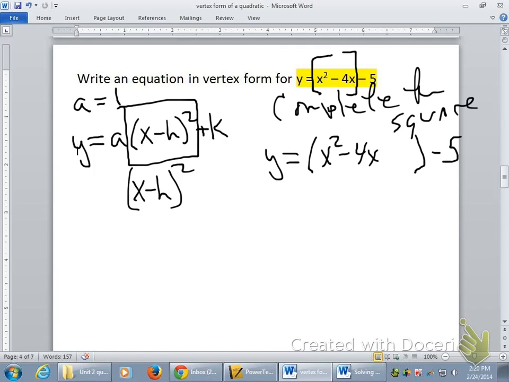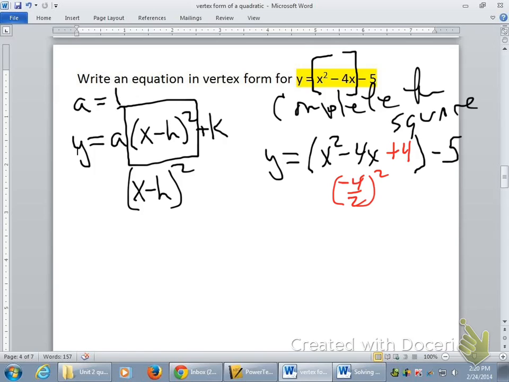All right, I'm going to leave the 5 where it's at. Let's complete the square. How do I finish completing this square? I do negative 4 over 2, squared. What's negative 4 over 2 squared? 4. Plus 4, right? So I'm going to add 4 right here.